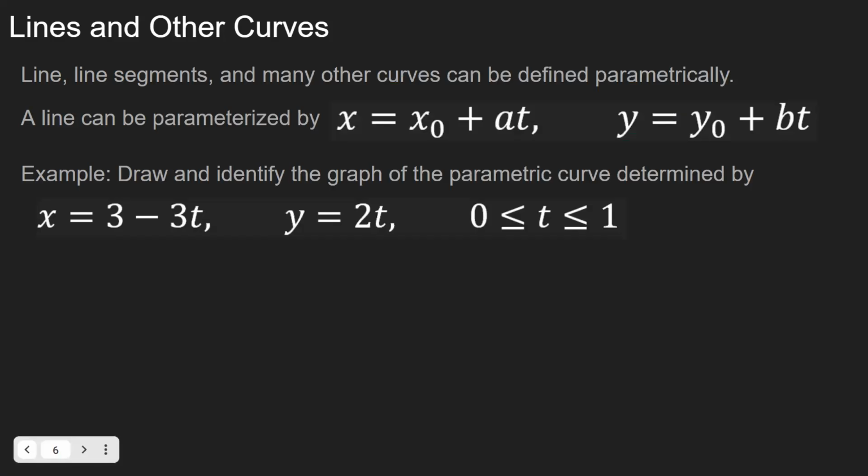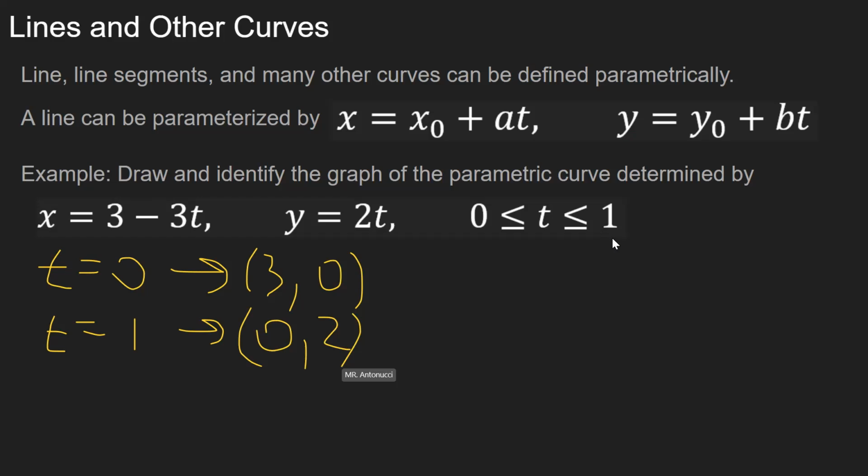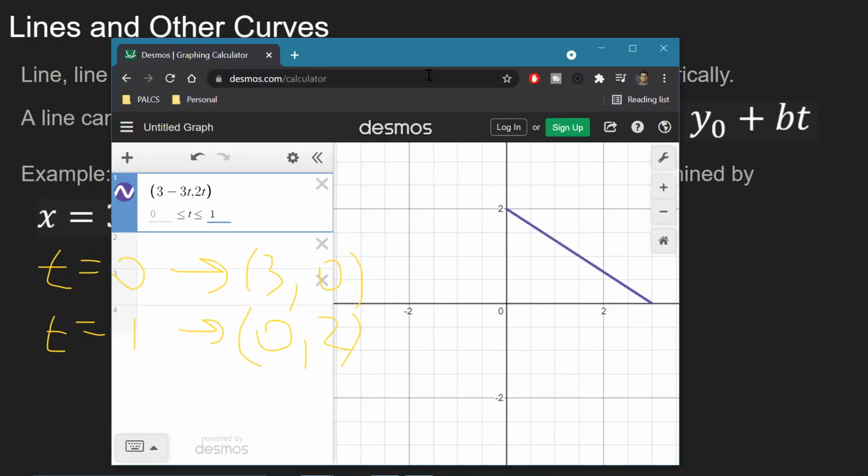And now what we want to do is convert this to a Cartesian equation. So the easiest thing we can do here is we know that when t equals 0, that's the beginning of this interval, you would get x equals 3. And when t is 0, y is also 0. And then the end of this is when t equals 1. So when t equals 1, you have x equals 0 and y equals 2. And that corresponded with the line segment we got here. It started at (3, 0) and ended at (0, 2).